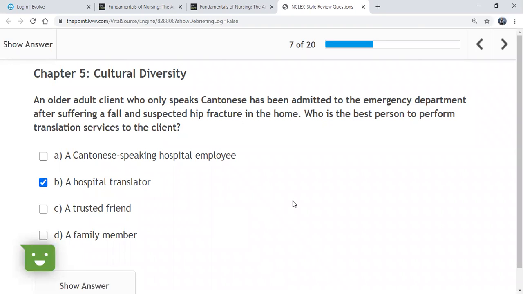A trusted friend would be a HIPAA violation unless they gave permission or consent. And again, it would be the same issue as with the family member. They may not interpret the information the way it was meant to be interpreted. And a hospital employee could be a HIPAA violation, and it doesn't necessarily mean that they would be able to translate, because if they work in the cafeteria or something, they might not understand medical jargon and other things either.